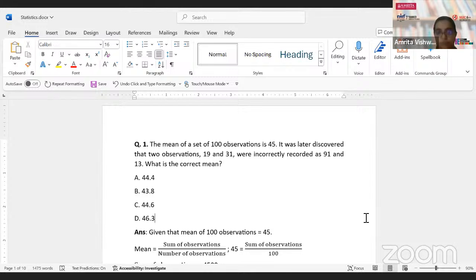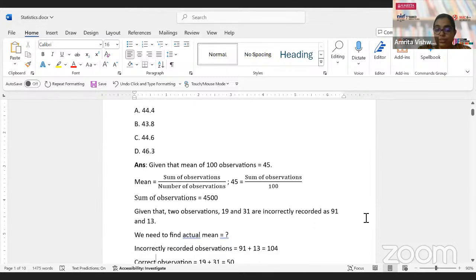So this is the first question where it was a direct question. They have given me the set of values. They have given me the mean. But here in the first model of questions, some values that I've already taken, they mistook it as something else. And the question is asking me to find out the actual or the correct mean. That is for the first question.